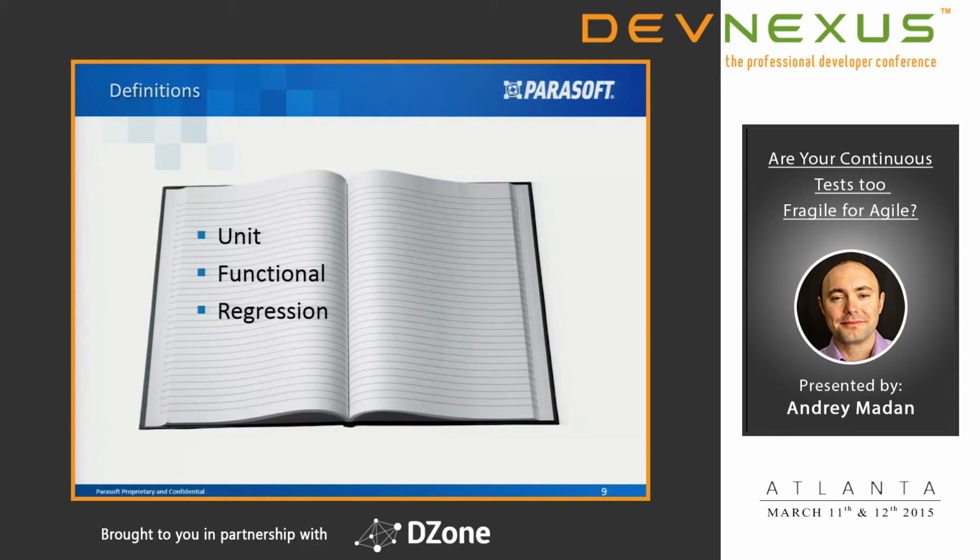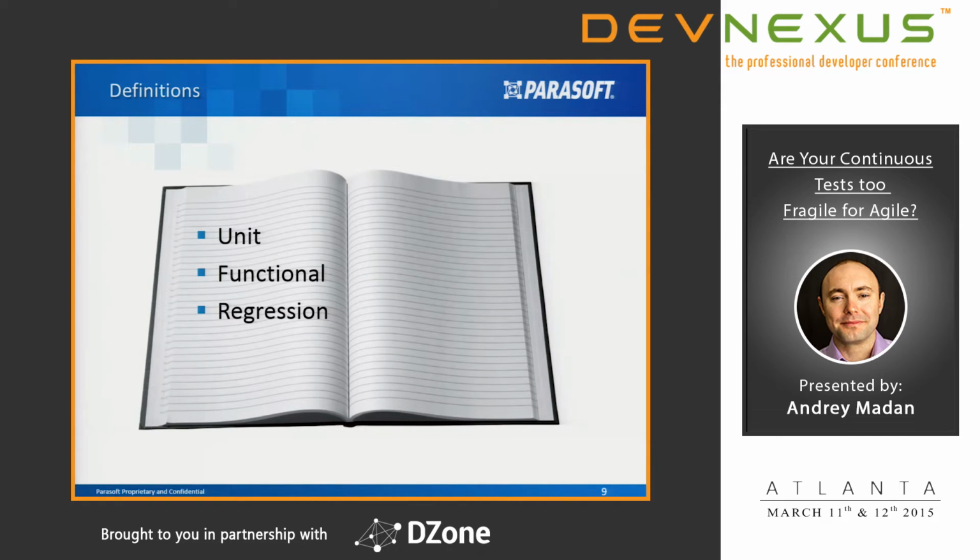So we're going to be talking about three levels of testing, three ways to test your software. Unit testing, which is testing the smallest possible composition of your program. Sometimes it's a function or a method, and sometimes it's a collection of functions. You define what your unit is.